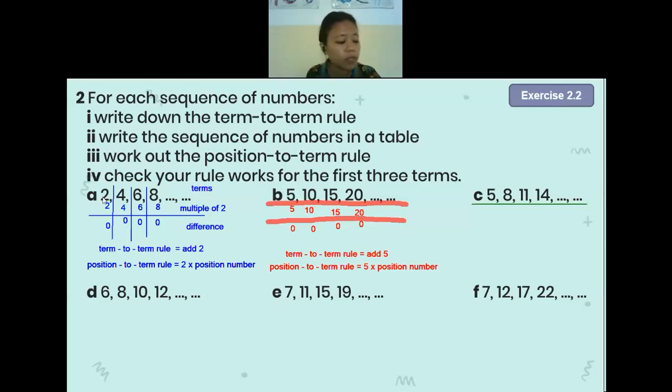Maybe it will be visible if we discuss question C. Yeah, let us go to question C, because there is no difference in questions A and B, so maybe you will have difficulties. Let us move to question C. Anyone want to help me find the term to term rule in question C? The term to term rule is plus 3. Is there anyone confused? After you know it is add 3, we need to find the multiples of how many?